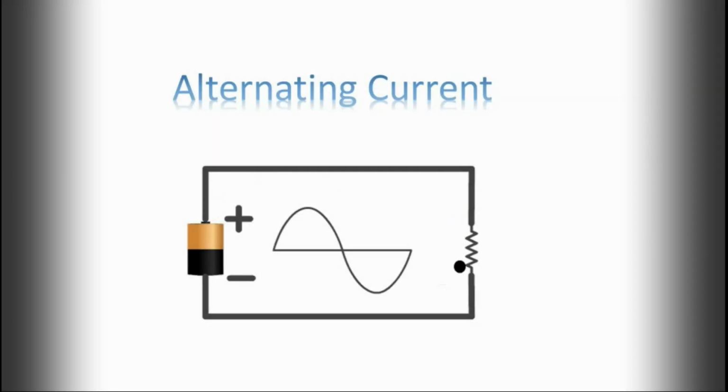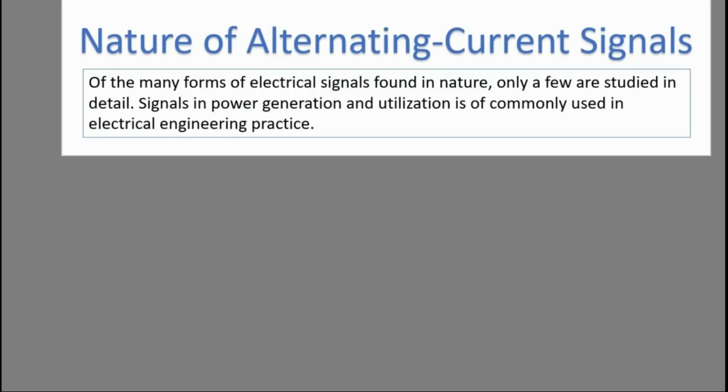Hello everyone, hello friends. Again, let us try to understand alternating current or AC. By the way, we have a lot of electrical signals around us. It is of many forms, but only a few are studied in detail. In our industry, the electrical practice, we normally and commonly use signals in power generation and utilization.